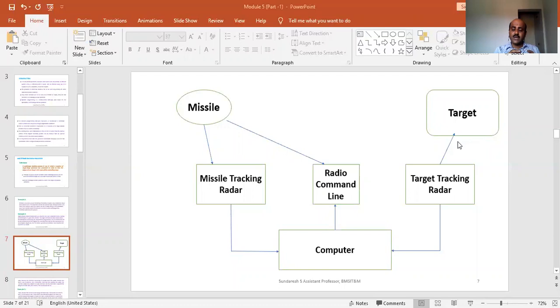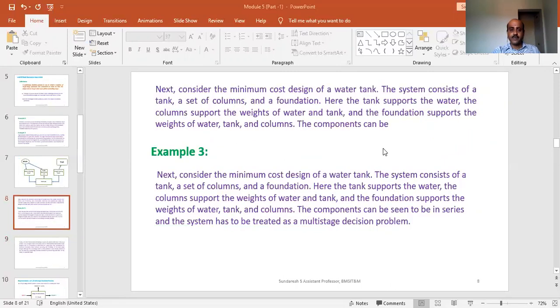Because the missile has to hit the target within a specified interval of time. So this is what we generally call a serial multi-stage decision process, where the decisions have to be taken sequentially, okay, so that the missile will hit the target. And this is one simple example for a sequential or serial multi-stage decision.